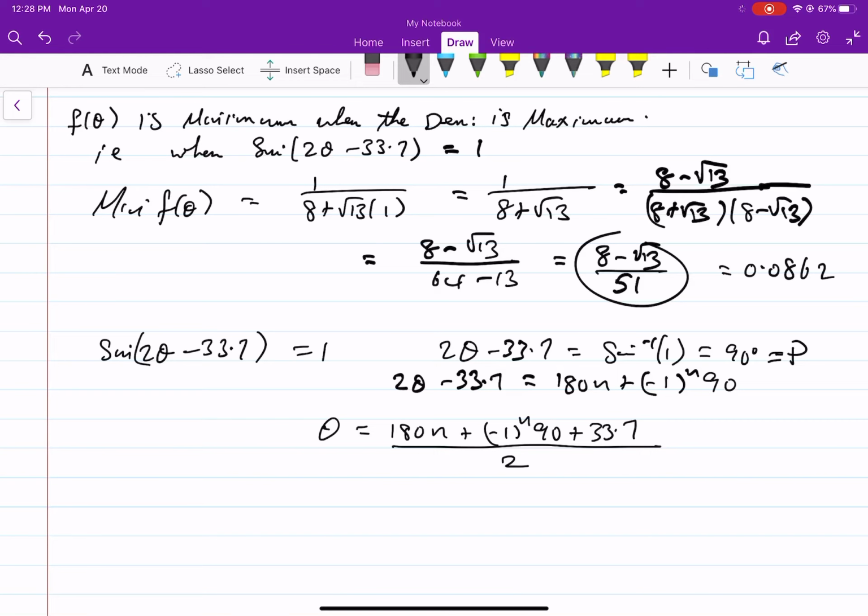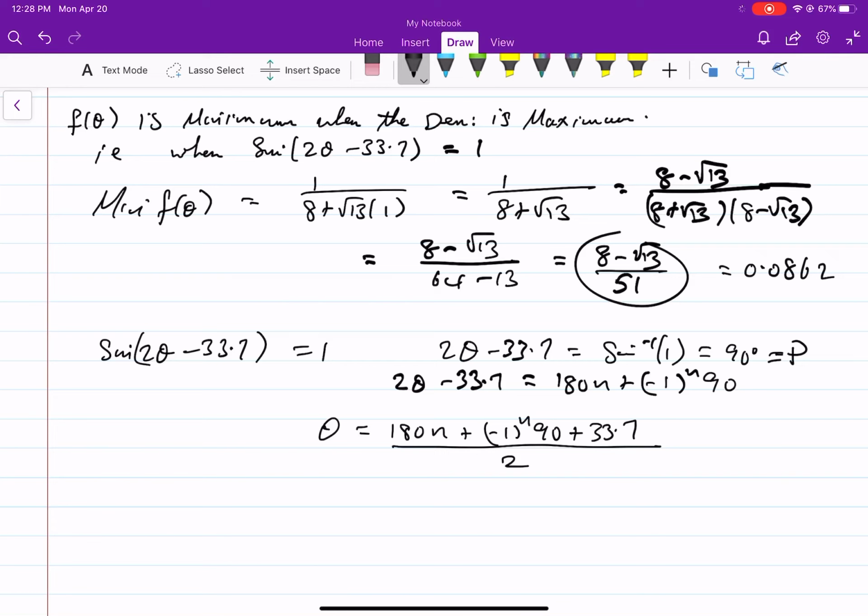The smallest positive angle occurs, let's see, if I make n negative, that entire angle would be negative. If I make n 0, then that would give me the smallest positive angle. Any other value of n, 1 and so on, will give me larger values.